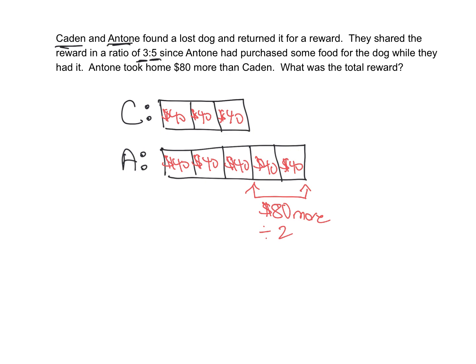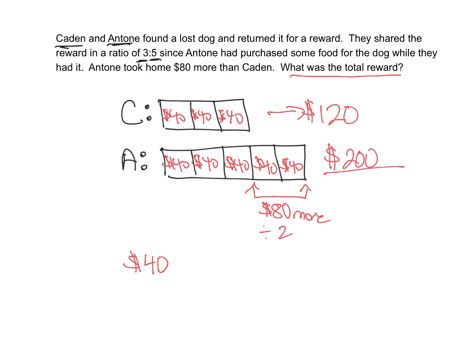And so the question was, what is the total reward? Each part is worth $40. There are 3 parts for Caden, so Caden ends up earning 120. 5 parts for Antone gives him $200. So we could do it this way and find their individual amounts and add them up for a total of $320, or $40 per part, and there are 8 total parts, which would also be $320 for the total reward.